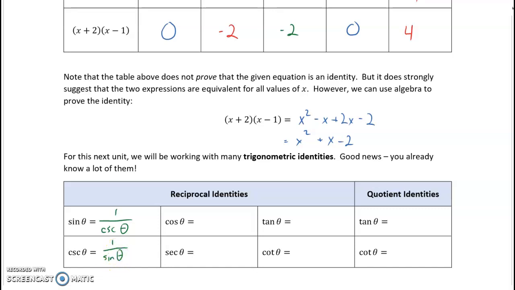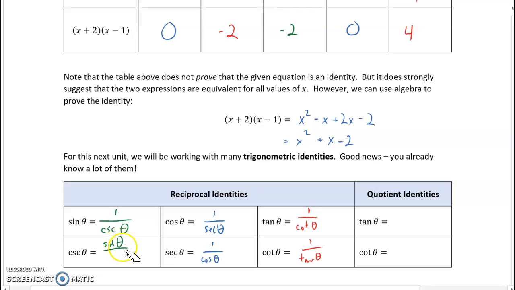And the same thing can be said about cosine and secant. They are reciprocals of one another. 1 over secant of theta is the same thing as the cosine of theta. 1 over cosine of theta is the same thing as the secant of theta. And finally, 1 over cotangent of theta is the same thing as tangent of theta. And 1 over the tangent of theta is the same thing as the cotangent of theta.